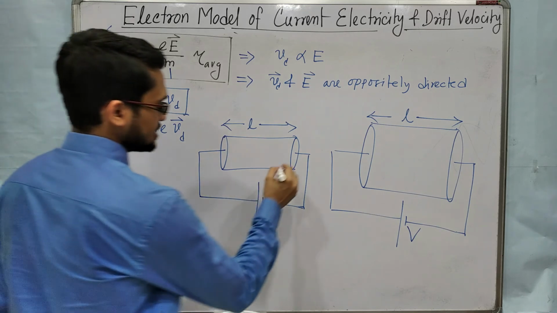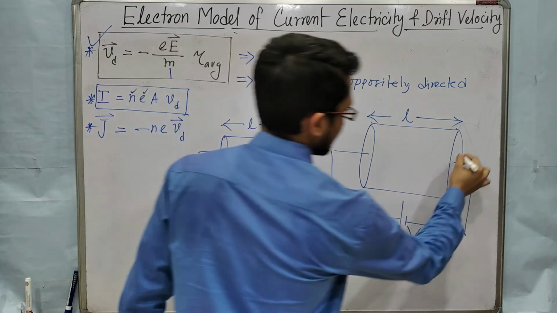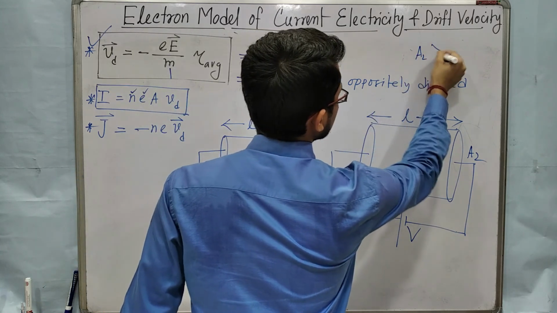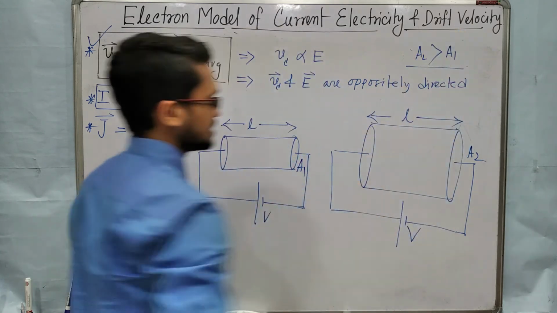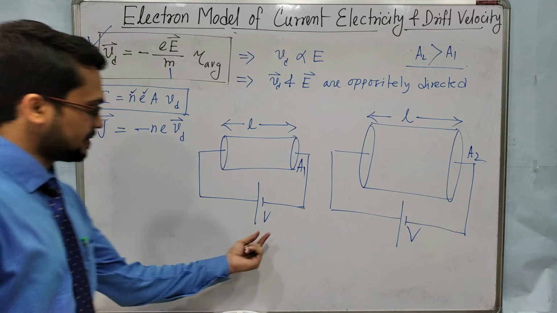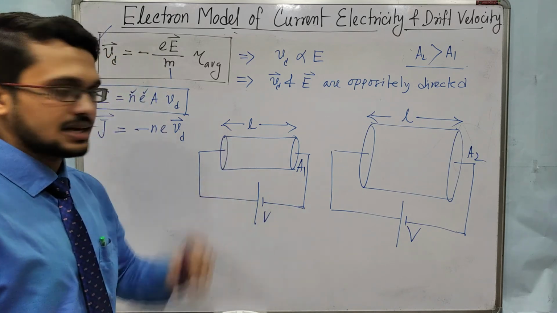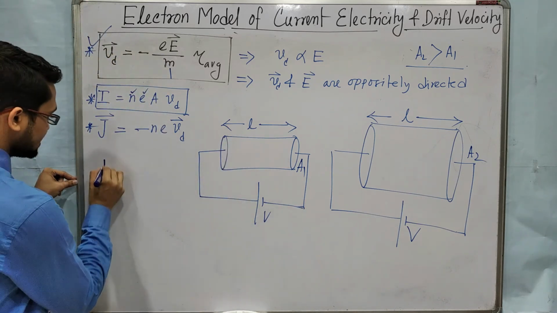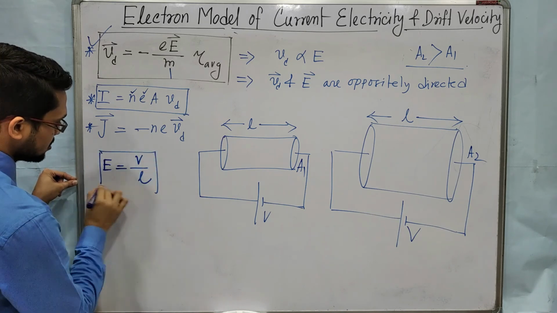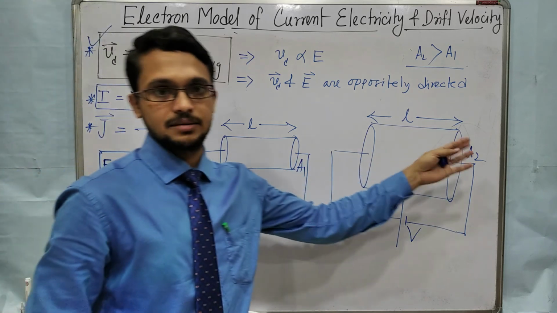The cross sectional areas are different. Suppose this is A1 and this is A2, and A2 is greater than A1. Then what will happen? Same battery, same energy, same length. That means the electric field will also be the same, E is equal to V by L.